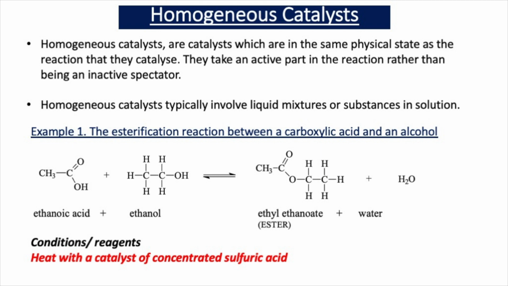Now because it's more difficult to separate the catalyst from the reaction mixture, because the catalyst is in the same physical state as the reaction, it means that homogeneous catalysts tend to be used for specialist processes and not for bulk processes where you're producing thousands and thousands of tons of chemicals every day. This is because it tends to be more expensive as you have to separate the catalyst from the products that you're producing.